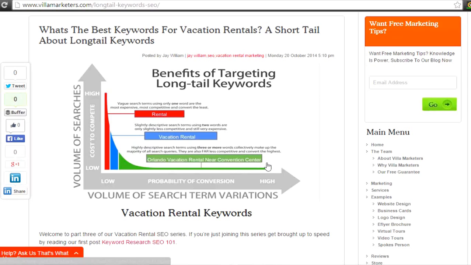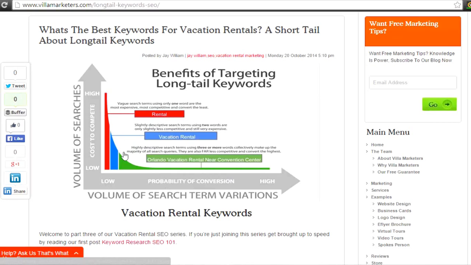And that might be a good term to put in if someone is looking to be near the convention center. The only way you're really going to know, guys, what people are searching for is to do the research, okay? And I'll touch on that a little bit later. I did touch on it in the last two posts. But I just want to go over this graph first here.